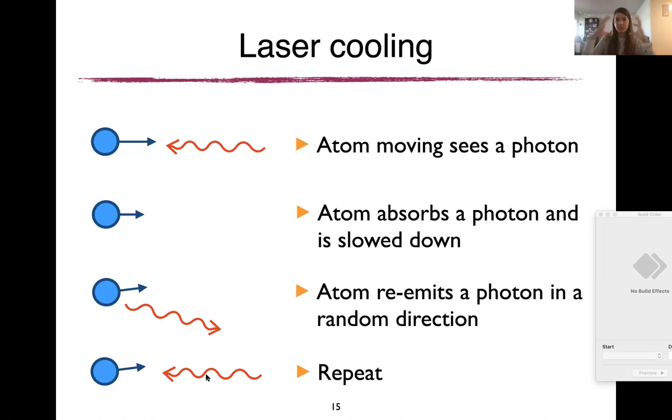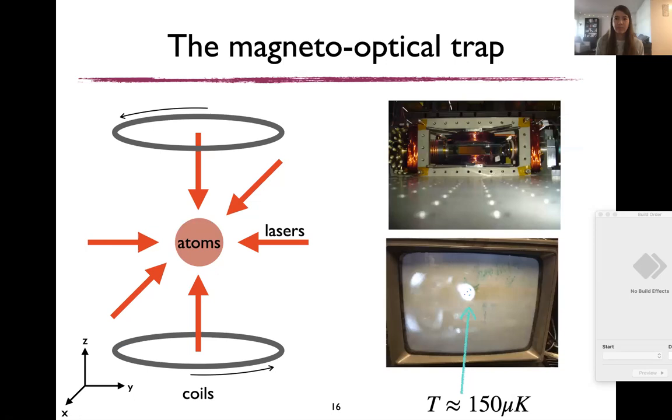If we want to slow atoms all across space, we need to add more laser beams. And this is what is used in a magneto-optical trap. These traps use a combination of coils that produce magnetic fields, and then six lasers in all spatial directions. And with this configuration, say I have my atom here and it starts moving to the right, it will see the laser here, but it will not see these other lasers so much. And then it will get a kick, preferably from this laser, back to the center.